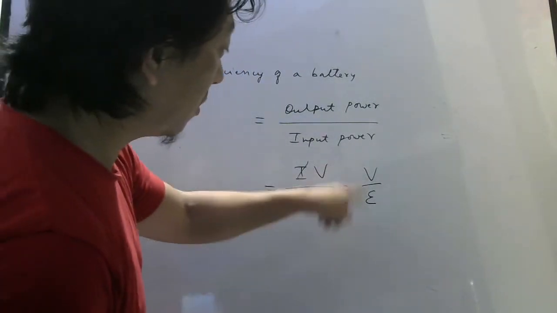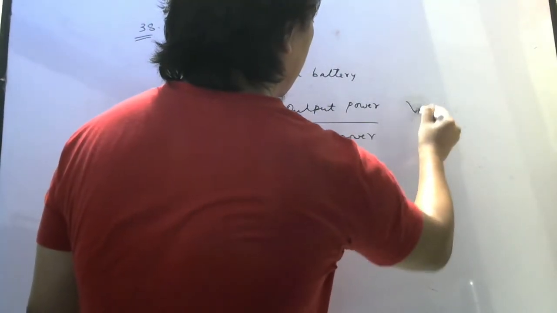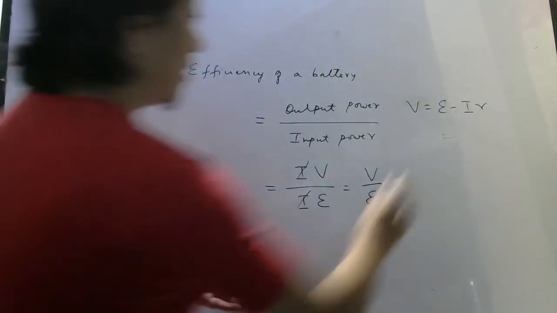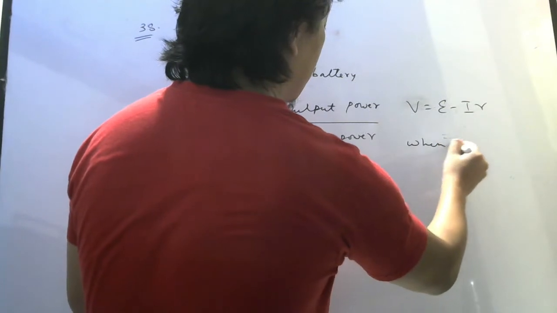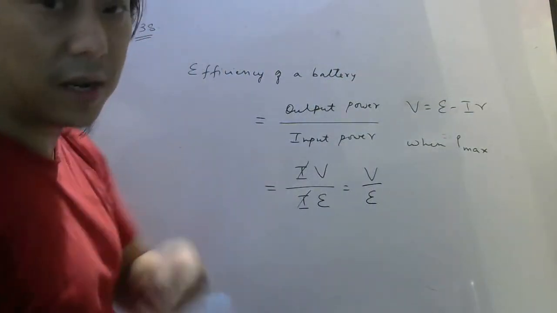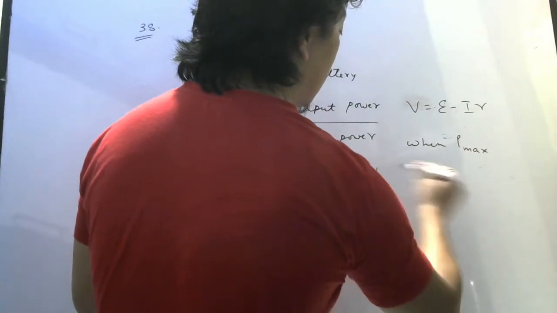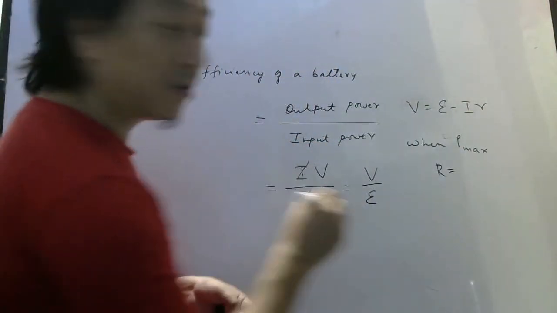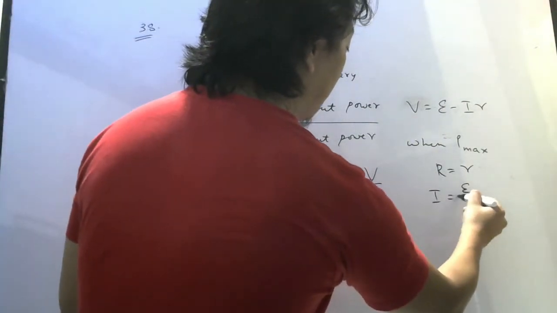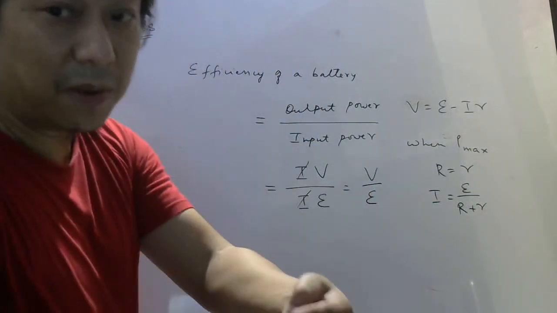Now how can we find a relation? We can write V is E minus I into R, because current is given by the battery. While delivering maximum power, as I have already discussed with you, your external resistance must be equal to what? Internal resistance. At that time the current will be EMF divided by total resistance. Usually we write R plus small r, but while giving maximum power, this is the condition.